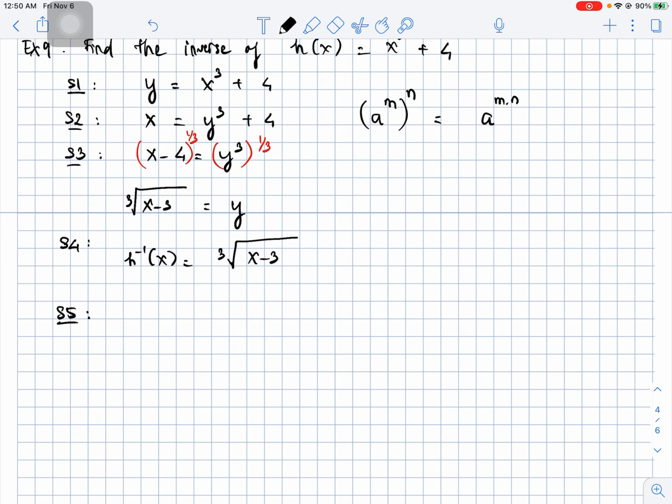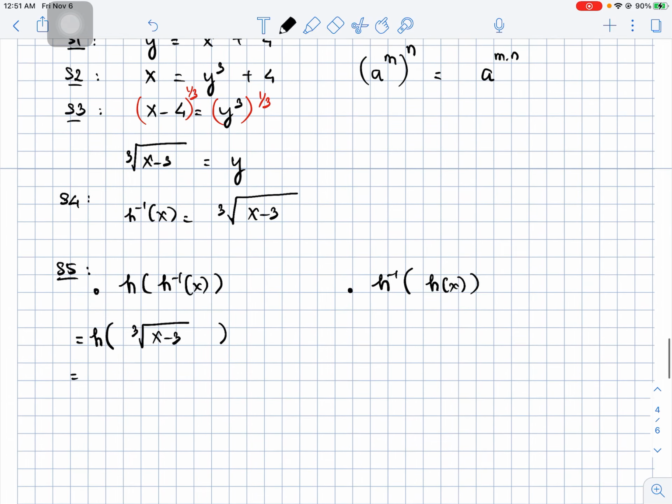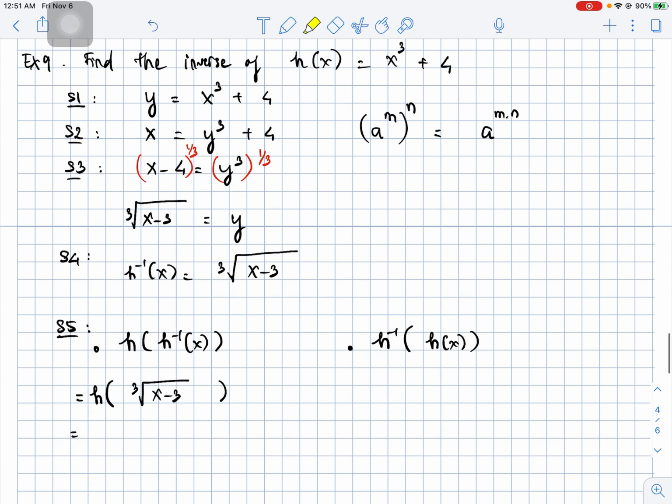Now we do step number 5 to check. So first of all, the h inverse is outside, and the h of x is the input. We keep the h first. Now the h inverse is cube root of x minus 4. Cube root of x minus 4 is the input of the function h. We will plug this cube root of x minus 4 into the function h at the x location.